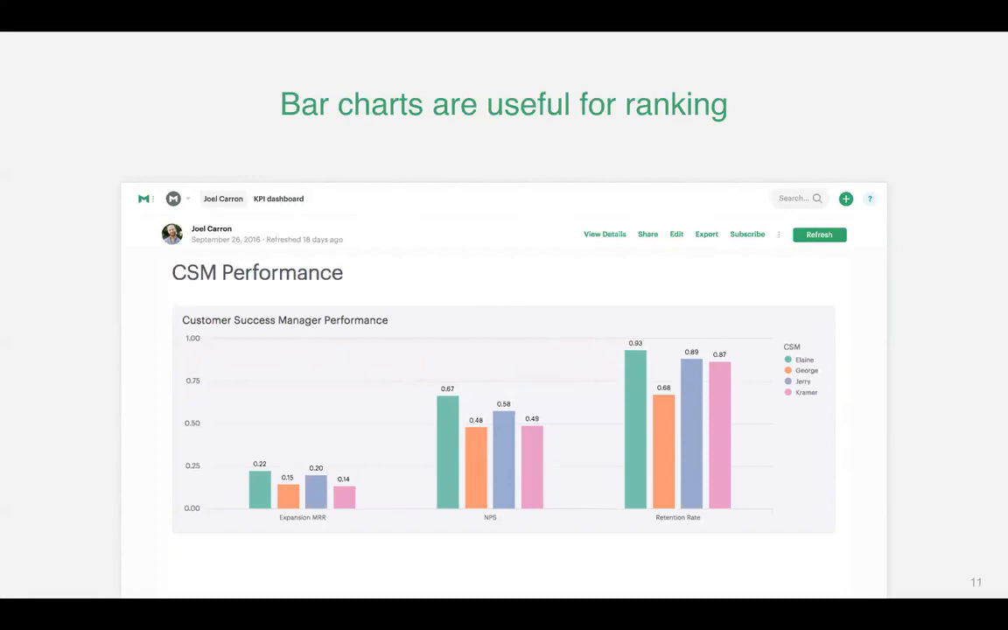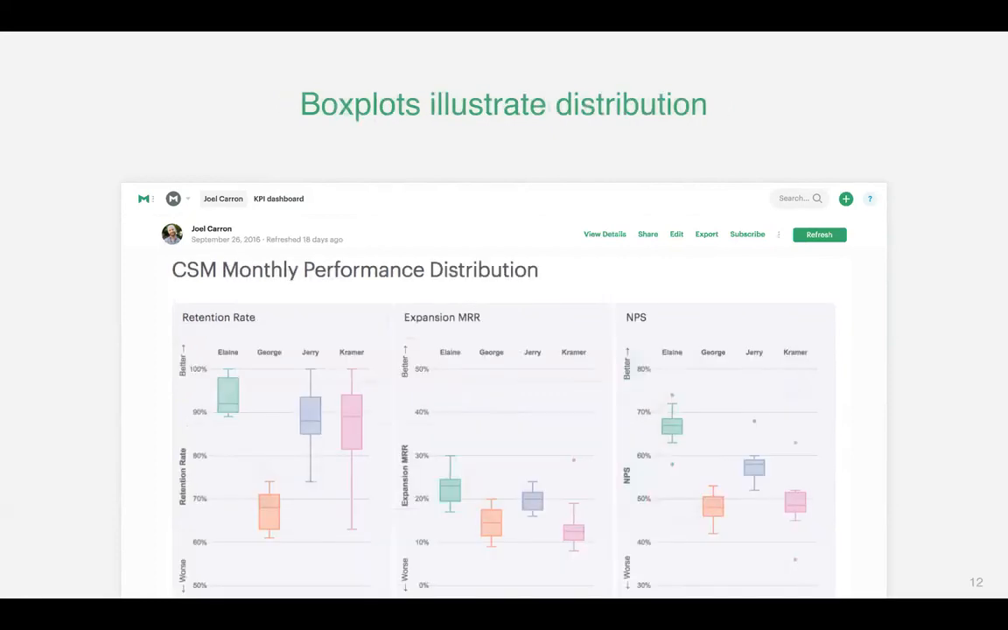And in this case, the bar charts are really useful for helping us rank in each individual category. We can get a sense of who's leading and who's behind and sort of where each CSM stands relative to one another. Cool. But perhaps we might want to do something a little bit more sophisticated than that.